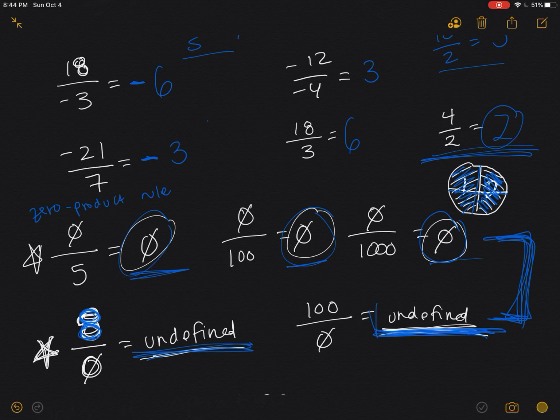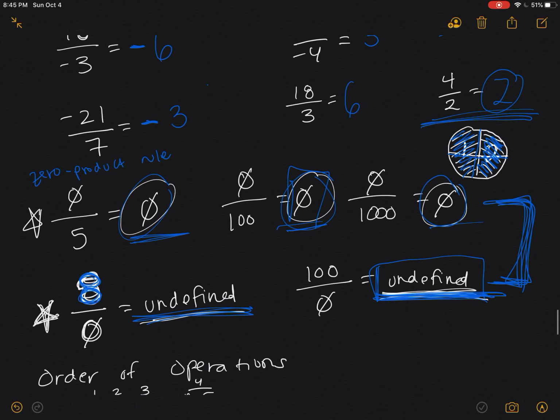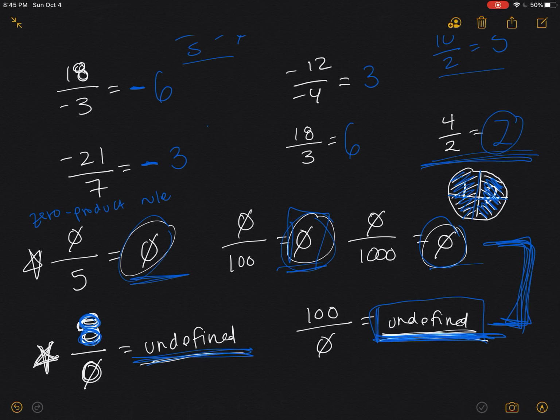So if you ever see this, your answer would be undefined. That is a correct answer. I always know students get really scared when they get answers like undefined or 0. Those are valid answers as long as you did your problem correctly. Sometimes that's the answer, right? So that's division. Hopefully that one's pretty simple.